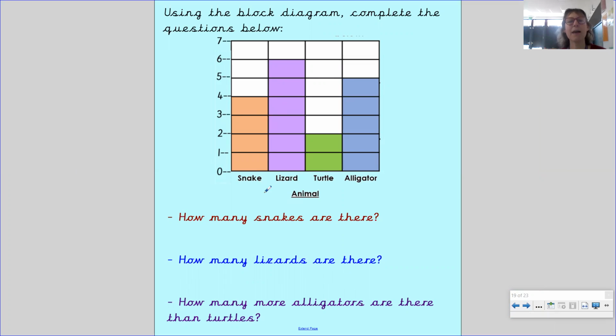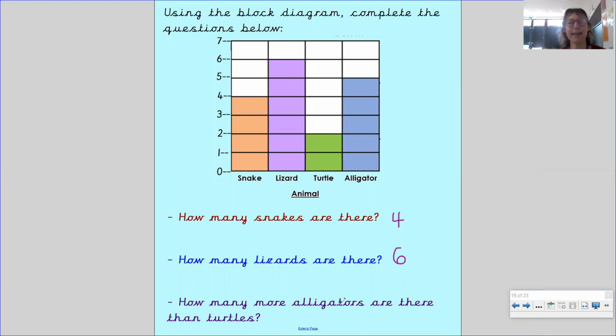Phew. How many snakes are there? So let's find the snakes and let's count them. 1, 2, 3, 4. Thank you very much. How many lizards are there? Let's find the lizards and let's count them. 1, 2, 3, 4, 5, 6.